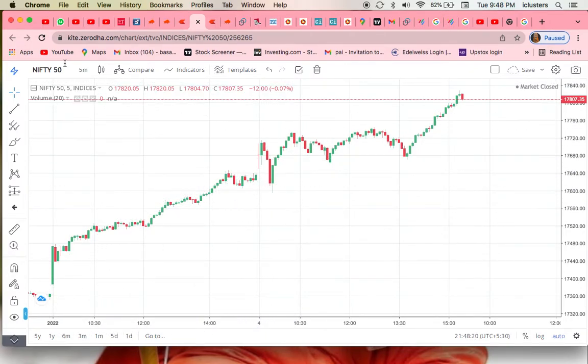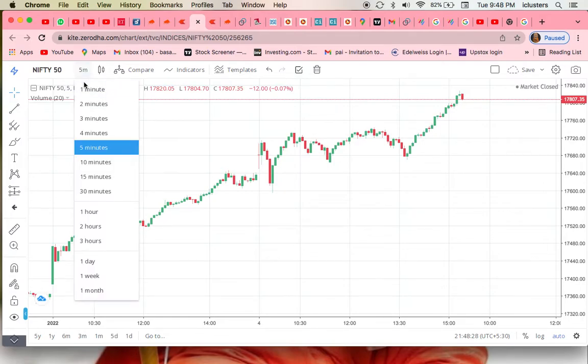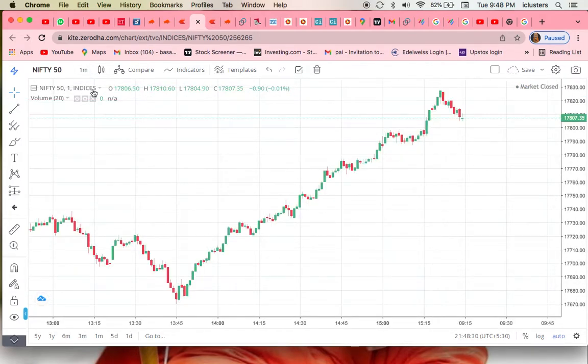If you are a scalper trading with big quantity, like a thousand quantity, 10,000 quantity, 1 lakh quantity, it is better to use the 1 minute candle. This is how the 1 minute price has changed.